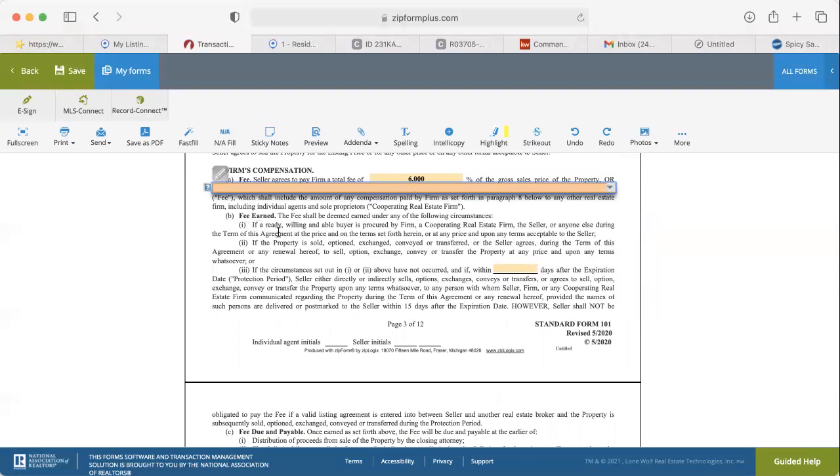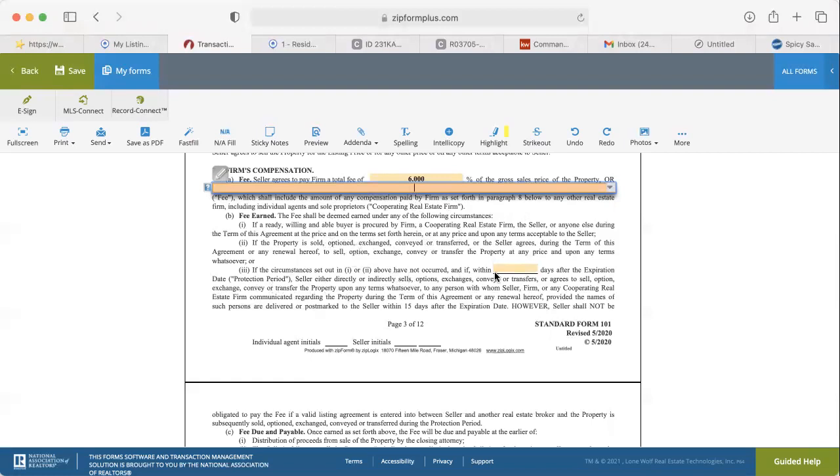Then it goes into detail and describes when the fee is earned. So the biggest thing coming out of this is that you don't get paid till it gets to the closing table. So there's no expense to a seller to list a property. So this goes through and explains when the fee is earned and when it's paid.